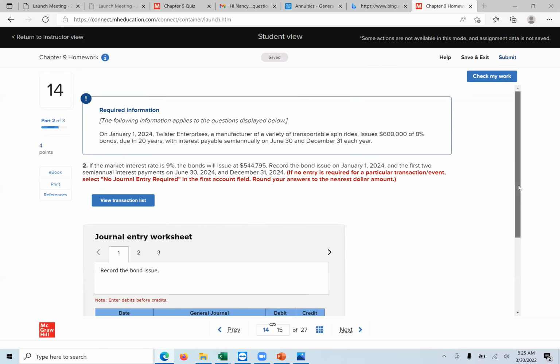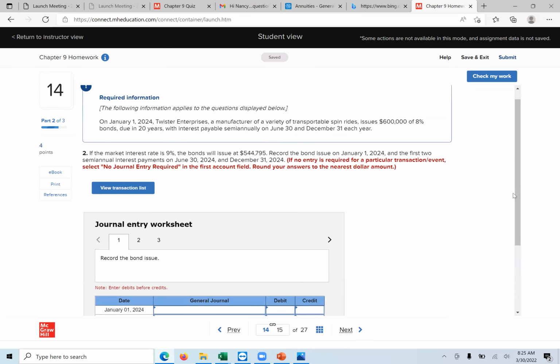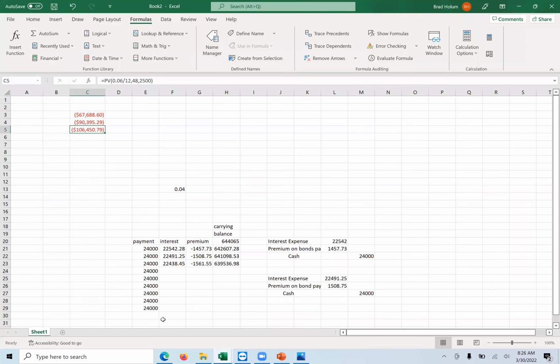Now this one gets a little trickier. It's our same scenario. Bonds face amount is 600,000, stated rate is 8%. Bonds are due in 20 years. And it's telling us here if the market interest rate is 9%, the bonds are going to issue at 544,795. So let's look at this. If we start this 544,795, let me get rid of all this.